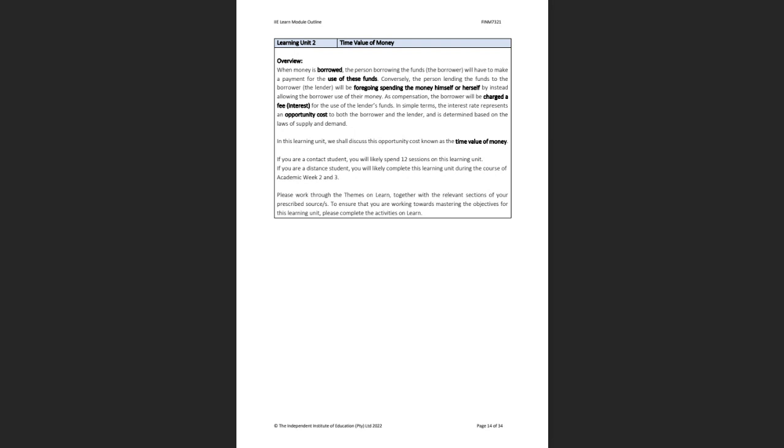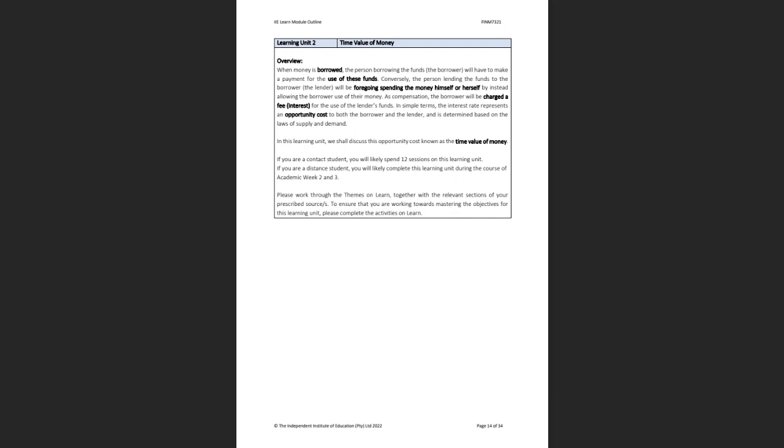So let's just read through their intro and then we can discuss it. They say when money is borrowed, the person borrowing the funds, so that will be the person receiving the money. You are the borrower if you have gone and borrowed money from somebody else. If you've borrowed money from somebody, you have to pay whoever you've borrowed the money from for the use of those funds.